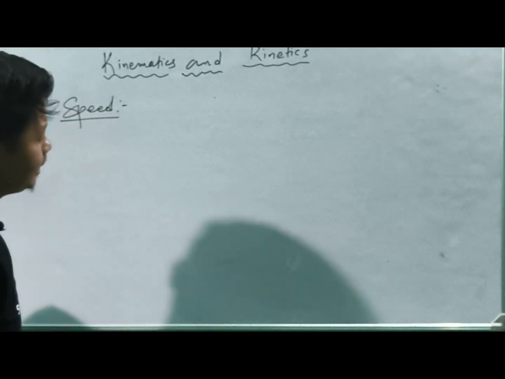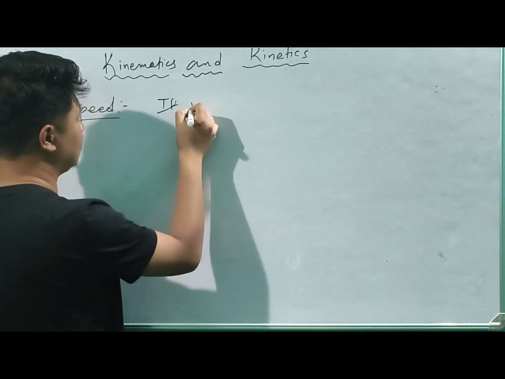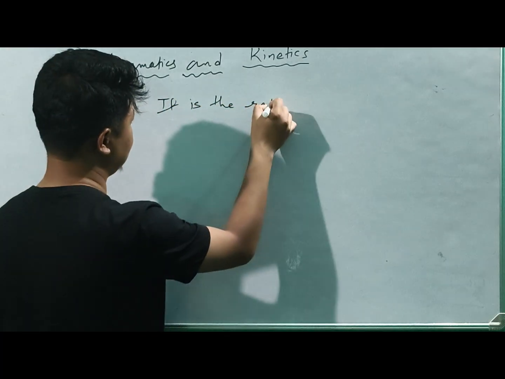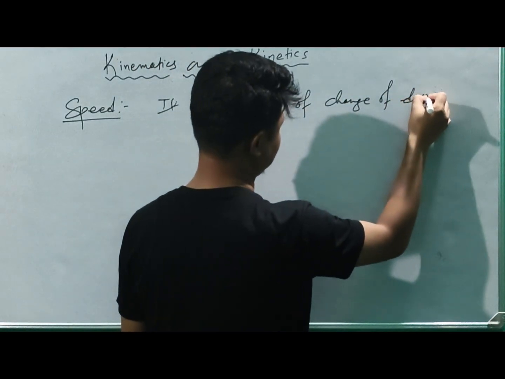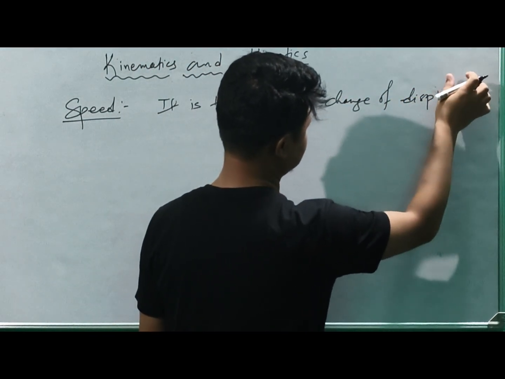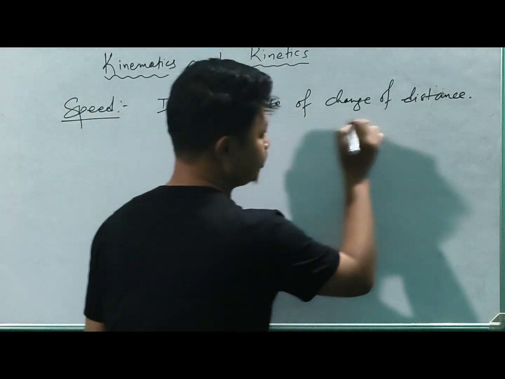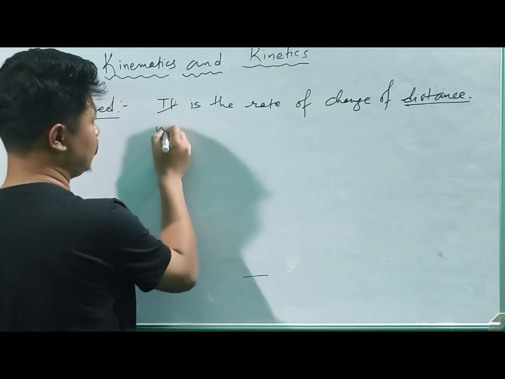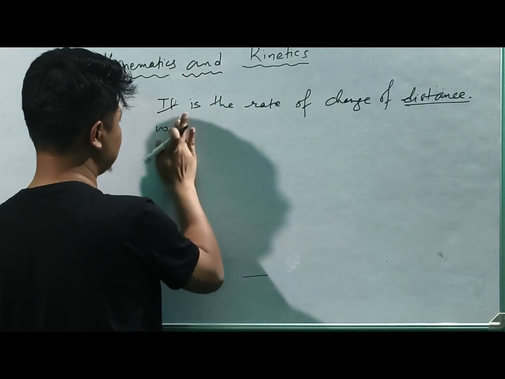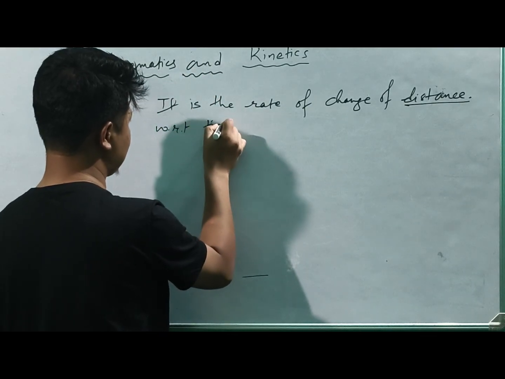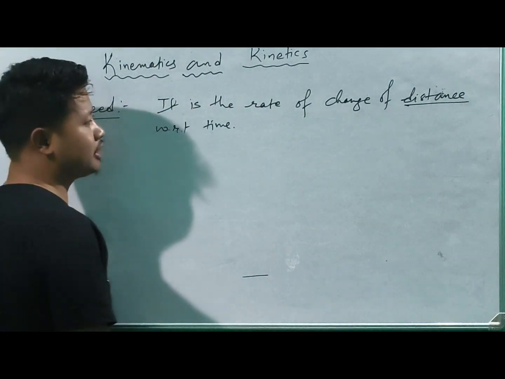What is speed? Speed is the rate of change of distance. So it is the rate of change of distance with time, or we'll write, with respect to time. Okay, so it is the rate of change of distance with respect to time.